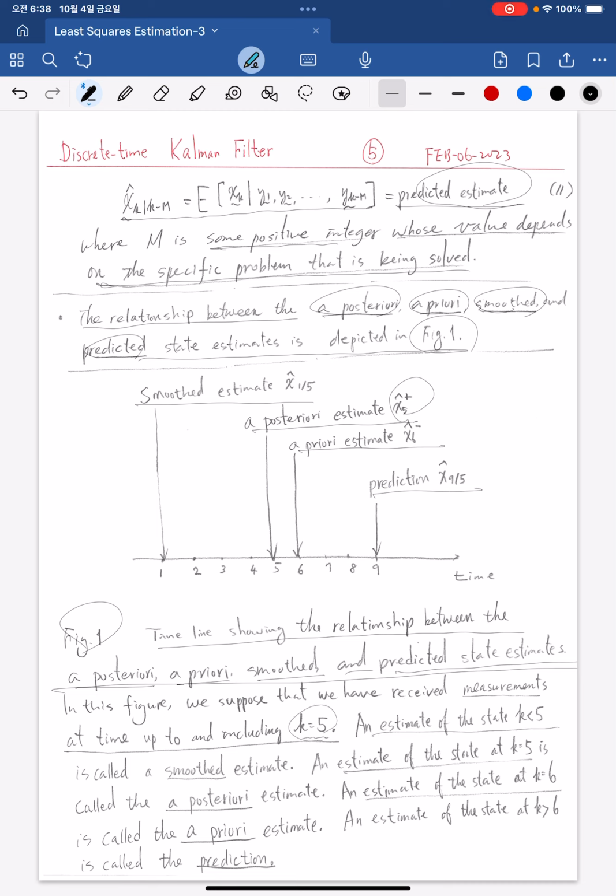An estimate of the state at k less than 5 is called a smoothed estimate. An estimate of the state at k equals 5 is called a posterior estimate. An estimate of the state at k equals 6 is called a priori estimate. An estimate of the state at k larger than 6 is called a prediction.